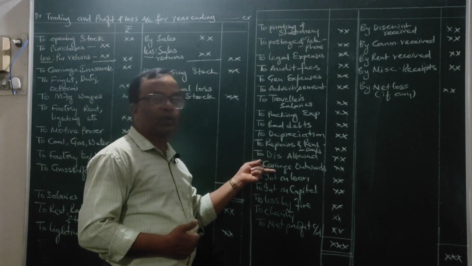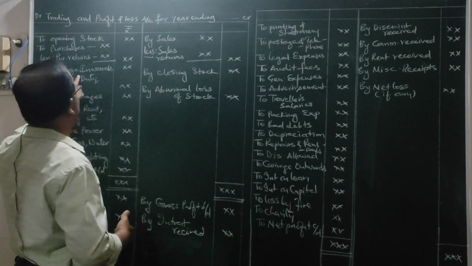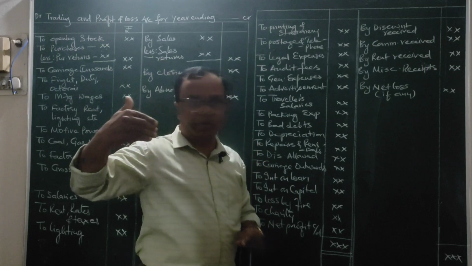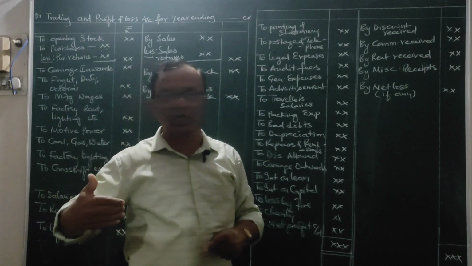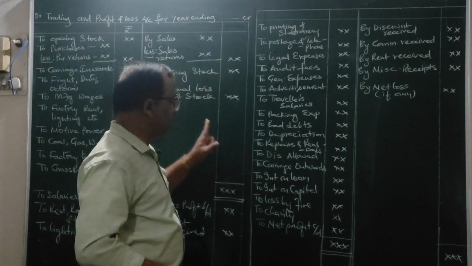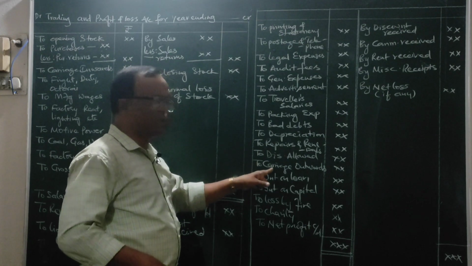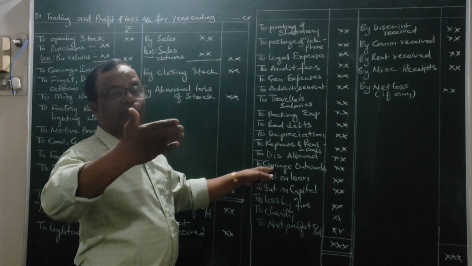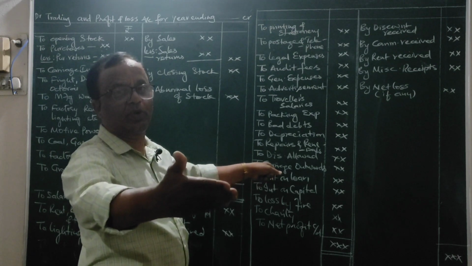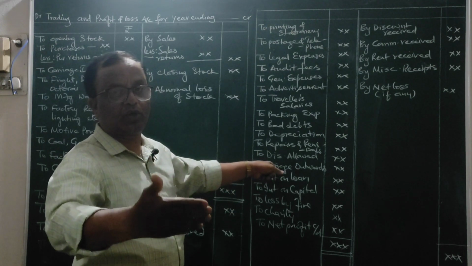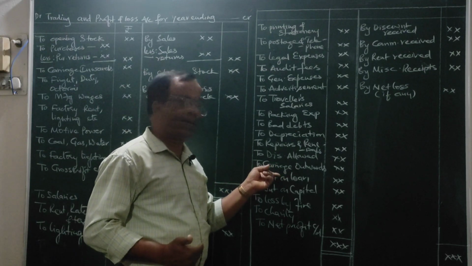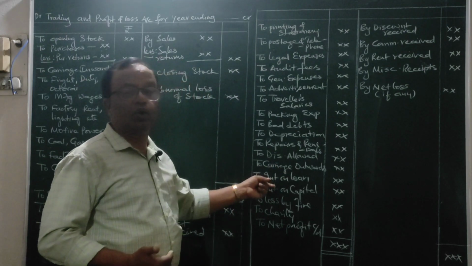Then carriage outwards. This is the opposite of carriage inwards. Carriage inwards is the expenses incurred to bring the goods to your place of business to sell it, whereas carriage is a direct expense. Carriage outwards means when the goods are being sold and delivered at the place of the customer. Those charges are also borne by the businessman. They are carriage outwards, indirect expenses.